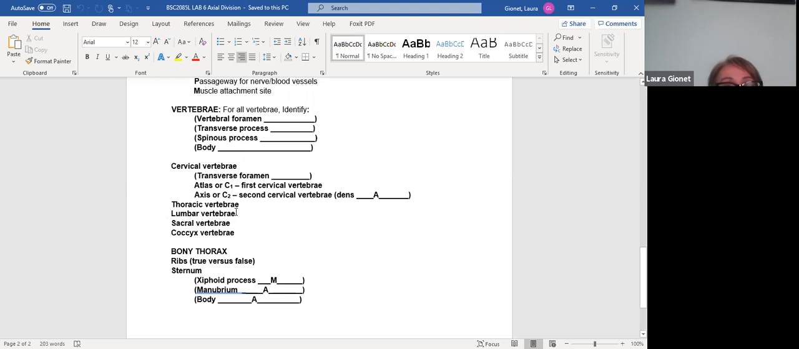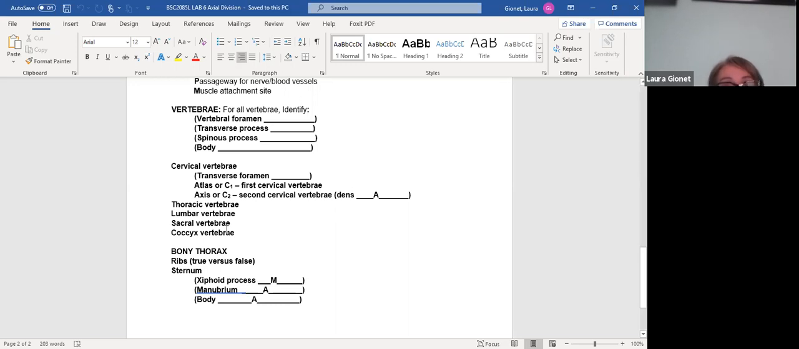Lumbar vertebra. They're much larger than the thoracic vertebra. I'll give you some hints on how you can distinguish between them. And you will be able to identify a vertebral foramen, a transverse process, a spinous process, and a body, and know the functions of each.